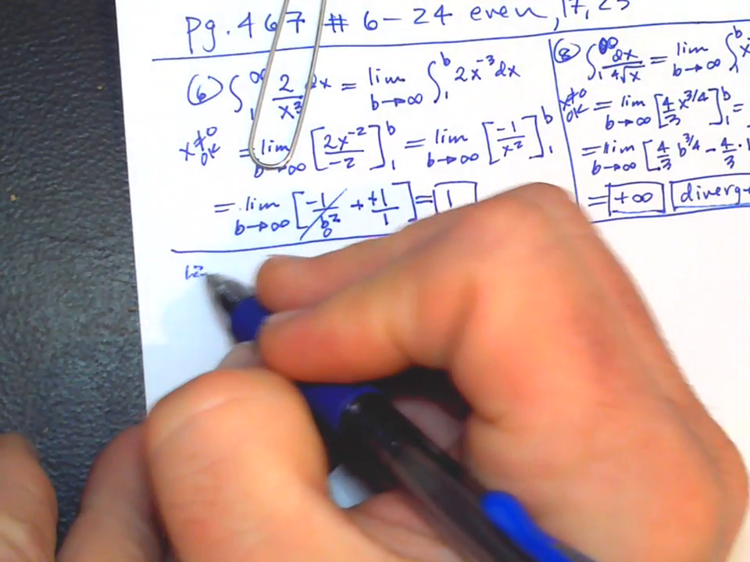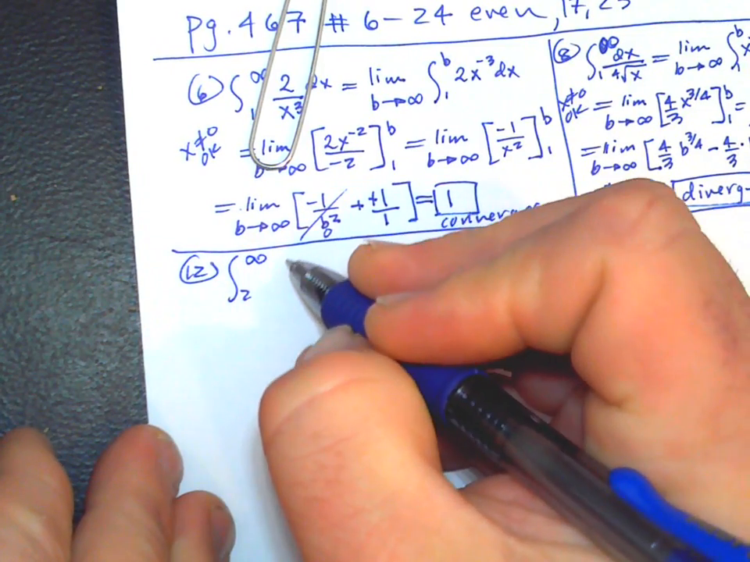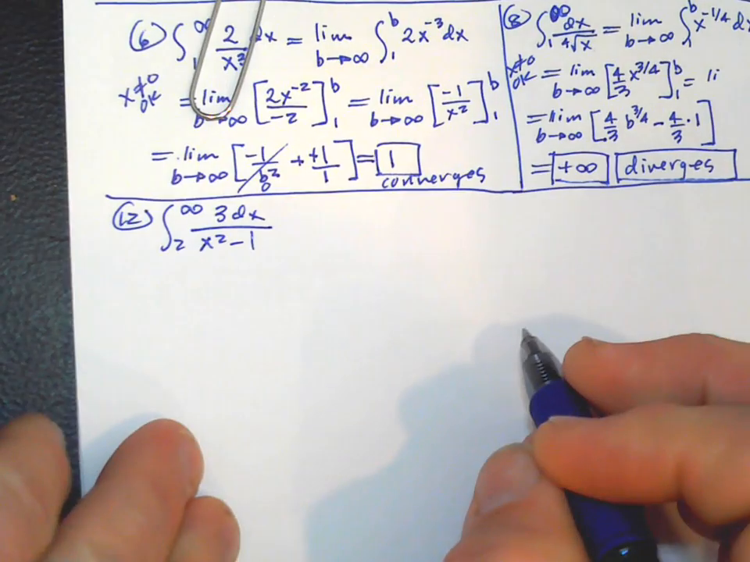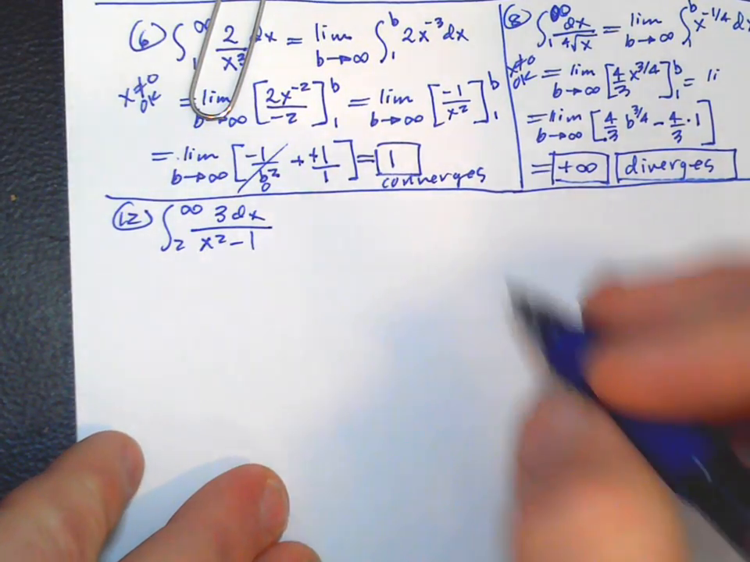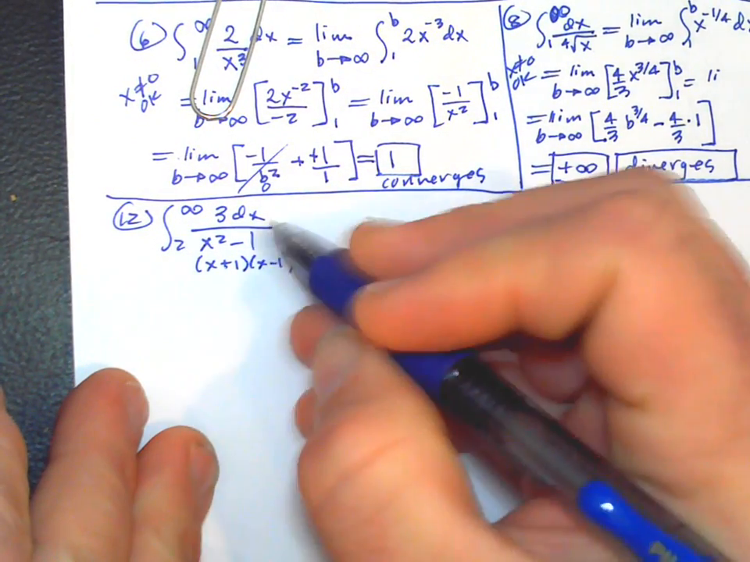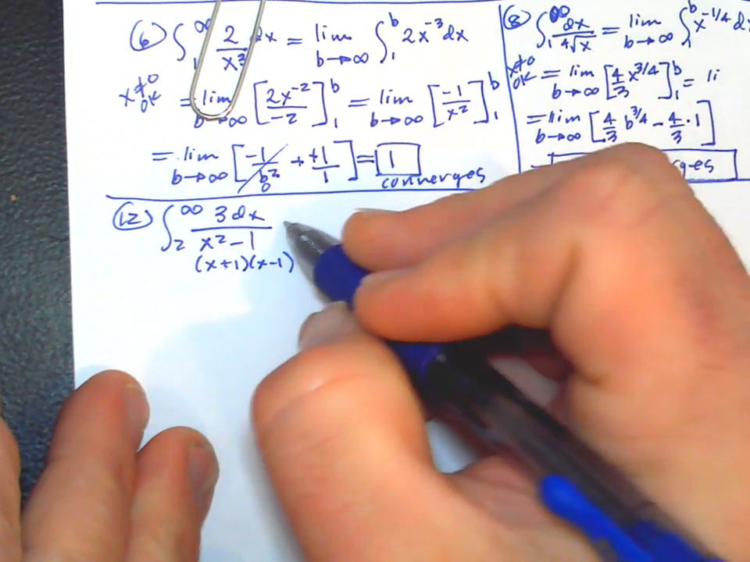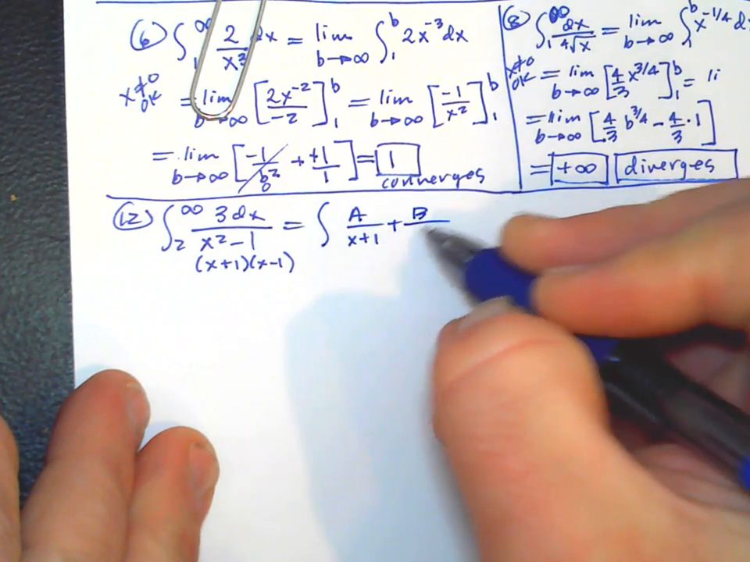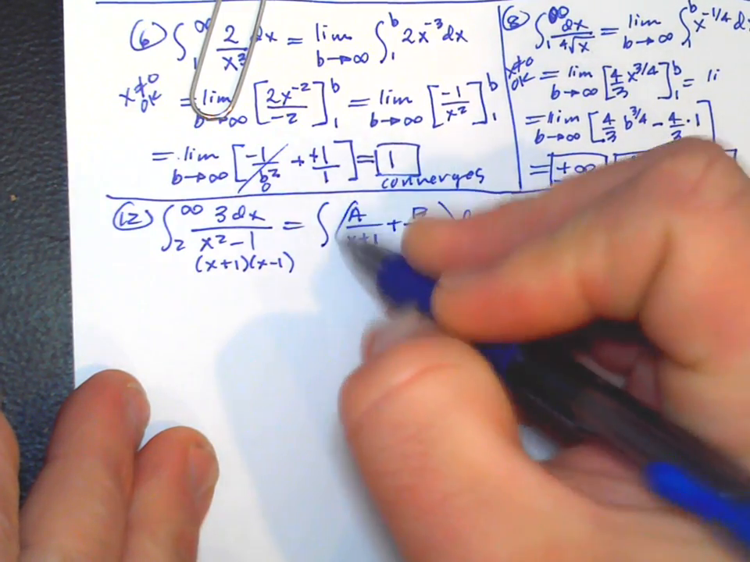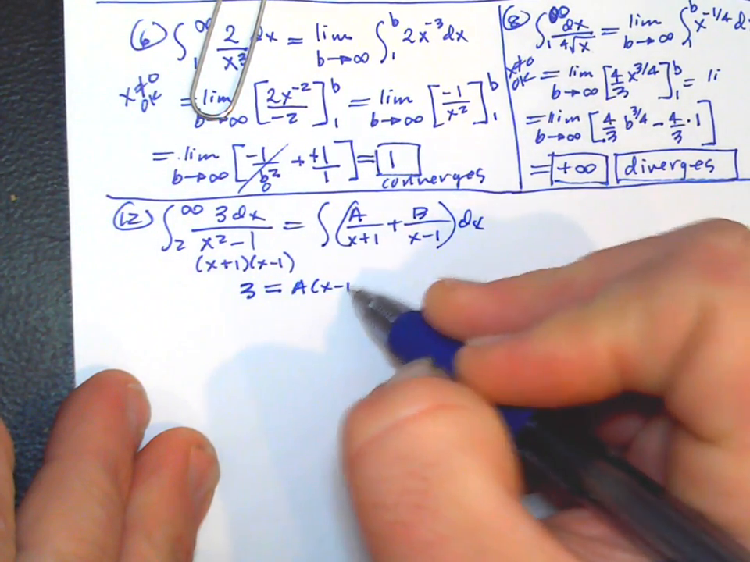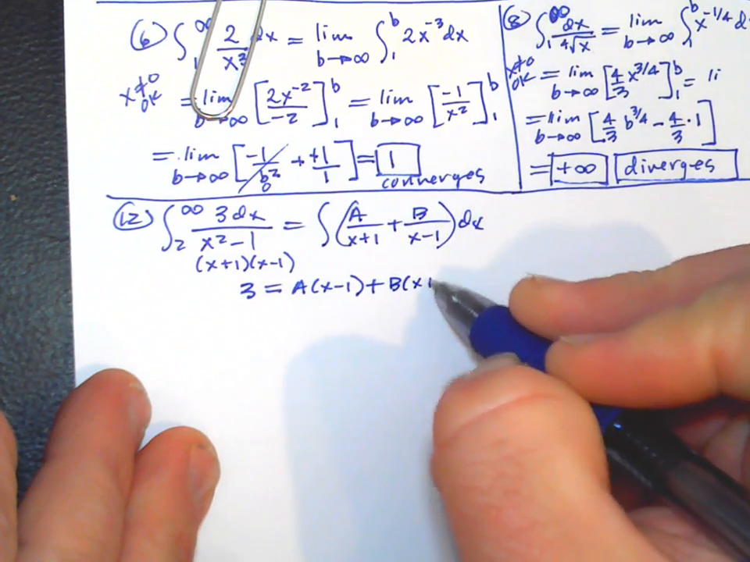All right. 12. So the integral from 2 to infinity of 3 dx over x squared minus 1. Now, of course, we're going to rewrite as a limit, but we have another issue that we're going to have to take care of pretty quickly, and this is not inverse tangent. If it was plus, it'd be inverse tangent, so we're going to have to do partial fractions. So I guess we could go figure that out. Multiply 3 by the least common denominator. 3 equals A(x minus 1) plus B(x plus 1).